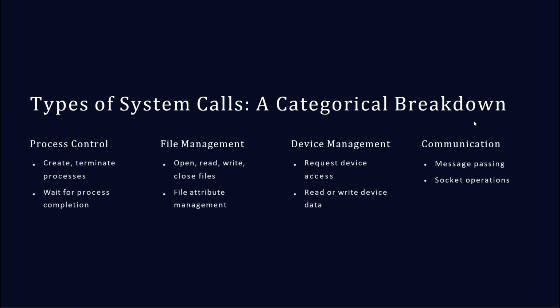And the fourth one is communication. Communication system calls are useful for inter-process communication. They also deal with creating and deleting a communication connection.